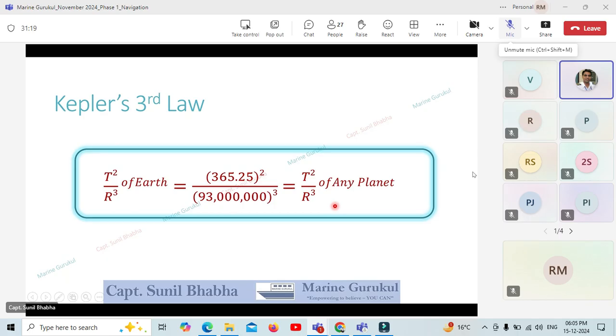If they provide us with the orbital radius of a particular planet, we should be able to calculate the orbital time period of that particular planet. Now for this, you need to be aware of these two values: the orbital time period of the Earth, 365.25 days, and the mean orbital radius of the Earth, 93 into 10 raised to power 6 miles. These figures are not given in the question. It is expected that the candidate is aware of these figures to be used in a numerical based on Kepler's laws.